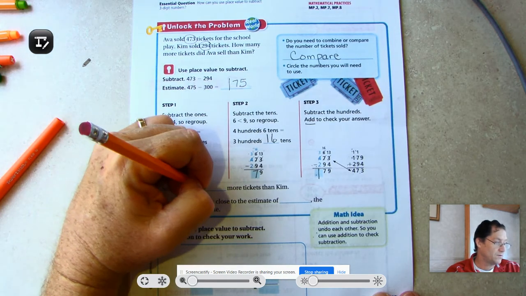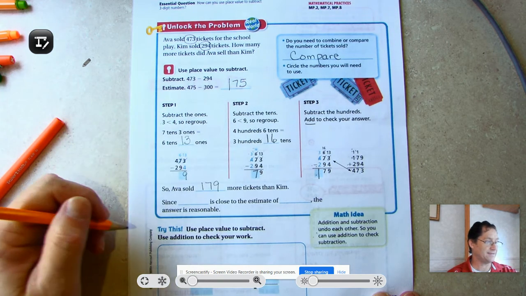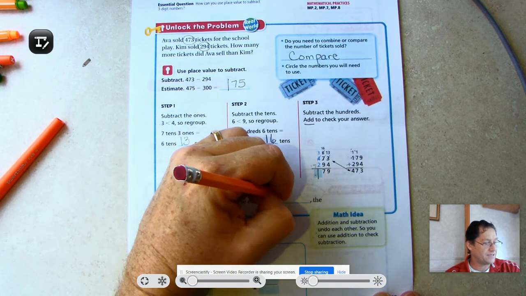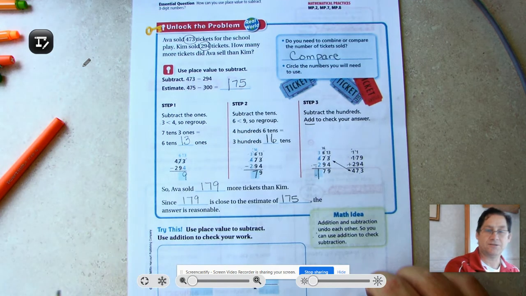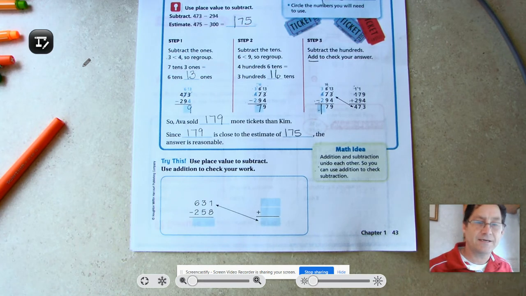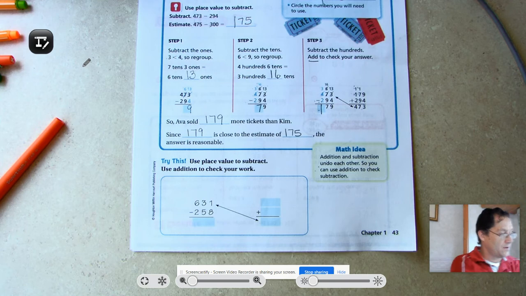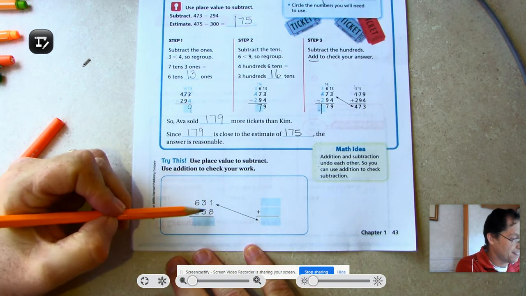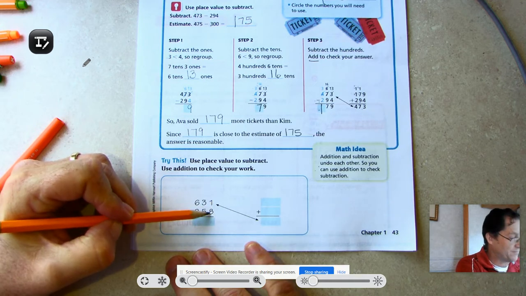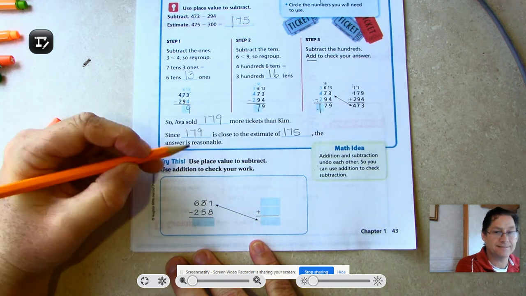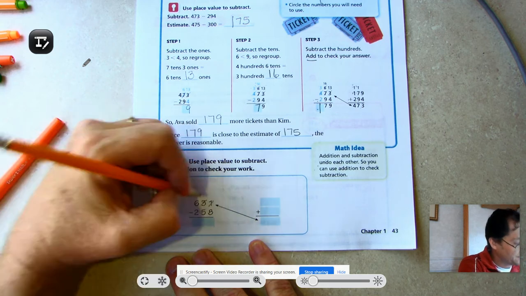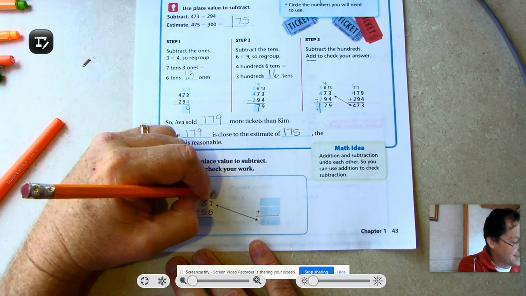So Ava sold 179 more tickets than Kim. And since 179 is close to the estimate of 175, our answer is reasonable. Okay, try this one. 631 take away 258. Step 1, 1 is less than 8. So we're going to have to regroup the 3 tens and 1 one as 2 tens and 11 ones.